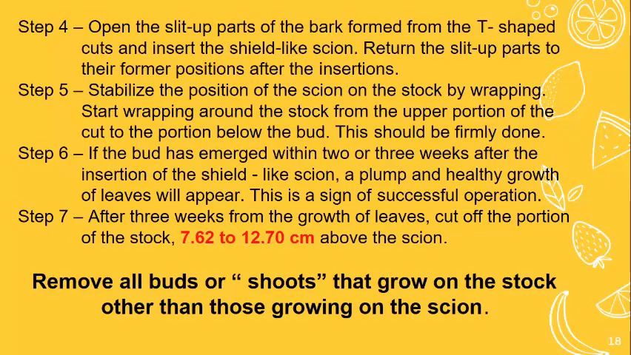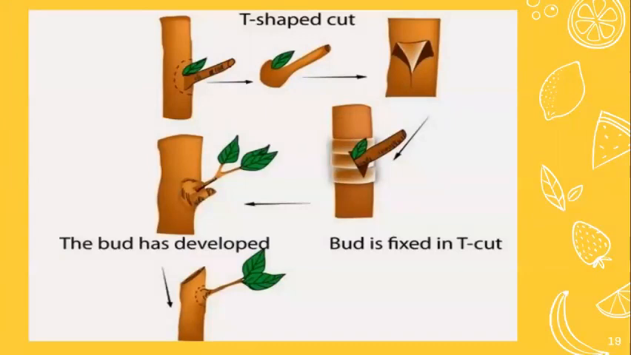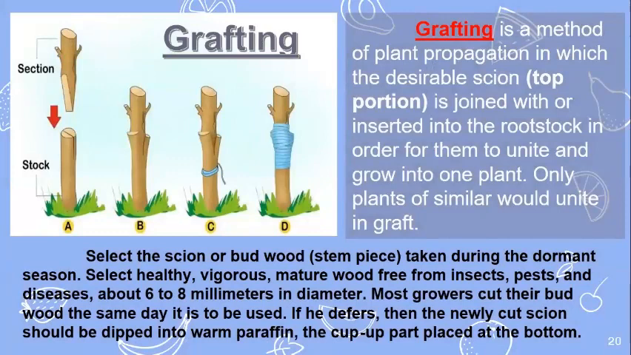Step 7. After 3 weeks from the growth of leaves, cut off the portion of the stalk 7.62 to 12.70 cm above the scion. Remove all buds or shoots that grow on the stalk other than those growing on the scion. And this is how it looked like. You have there the T-shaped cut. The bud developed, then it's fixed in the T-cut. That is budding. Let's proceed to the next, grafting.